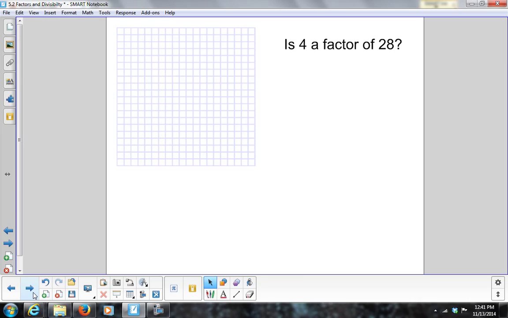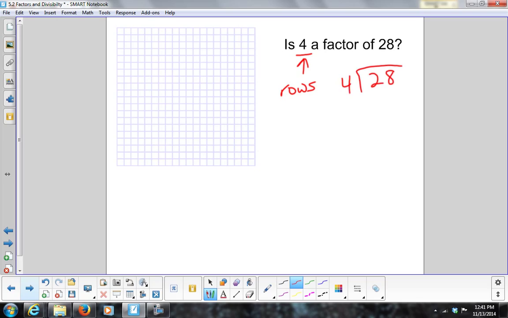All right, so is 4 a factor of 28? The first thing I can do is figure out how many rows. This tells me how many rows if I'm doing a drawing. I can also just divide if you want to do that, but in case they want you to draw a picture, you need to be able to draw a picture. So I'm going to have 4 rows, 1, 2, 3, 4, and I'm going to count to 28. So 4, 5, 6, 7, 8, 9, 10, 11, 12, 13, 14, 15, 16, 17, 18, 19, 20, 21, 22, 23, 24, 25, 26, 27, 28.